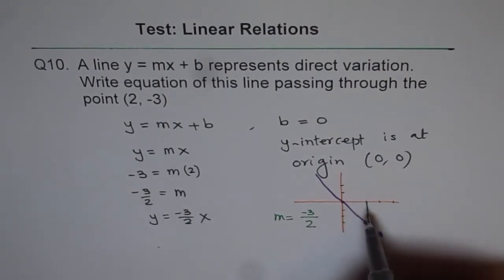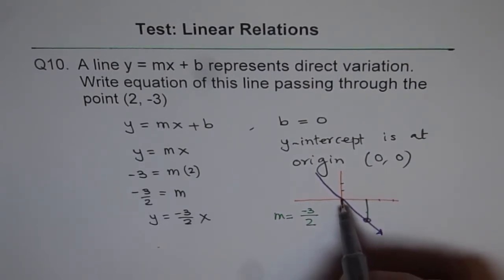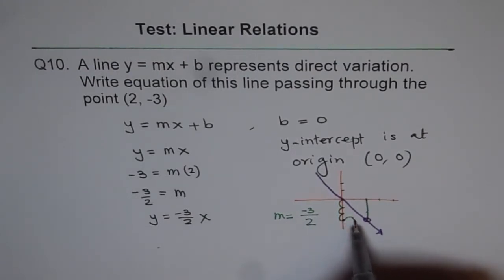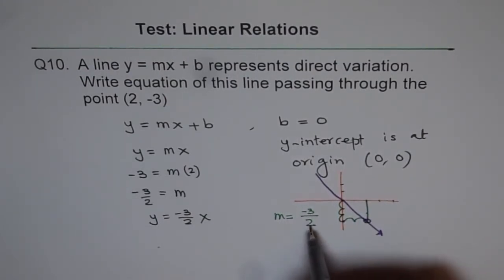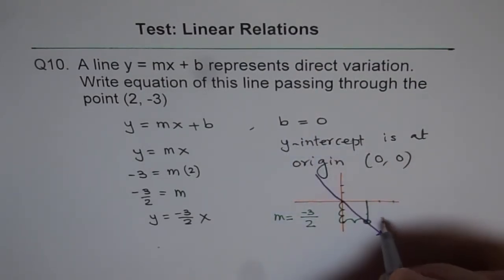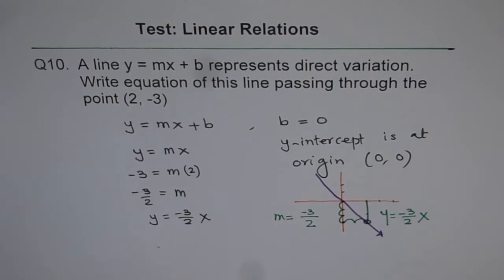If you graph it, you know you have to go 3 units down, 1, 2, 3, -3, and 2 units right. And so you get a slope of -3/2. And since b is 0, therefore our equation should be y = -3/2 x, correct? So that is how we could have got the equation of direct variation, right?